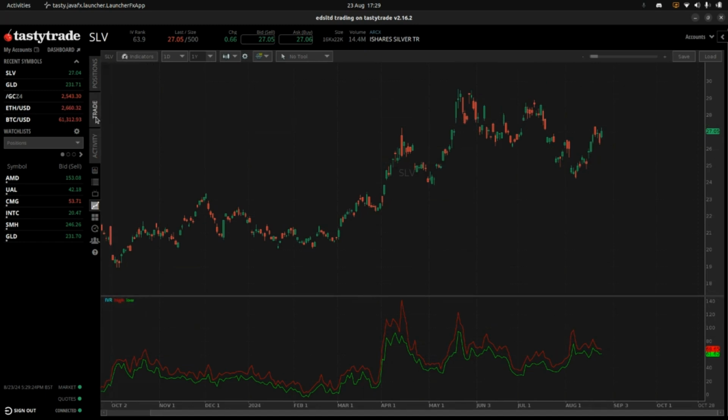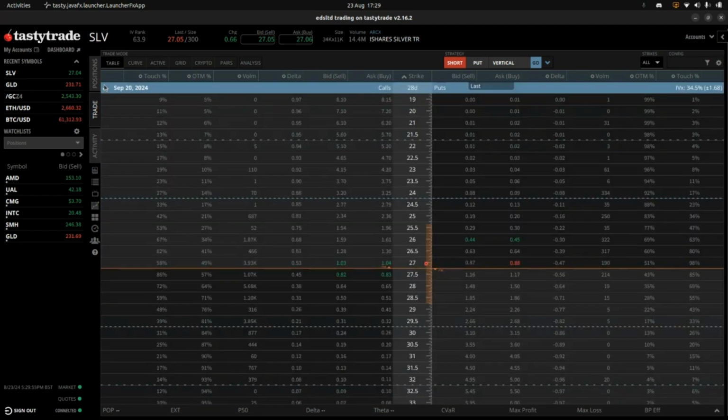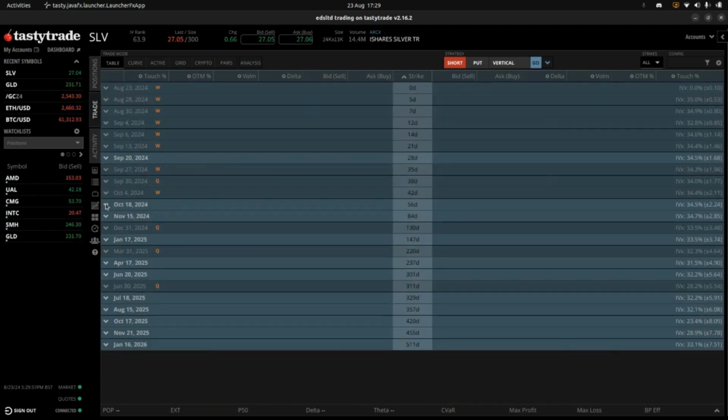So that's all good. Next thing you want to do is go over into the trade tab, and we want to pick our expiration dates. We want to stay away from the weeklies because there's less liquidity on the weeklies, and just stick to the monthlies, meaning the third Friday of each month. The next one happens to be on September 20th, and then the one after that is October 18th.